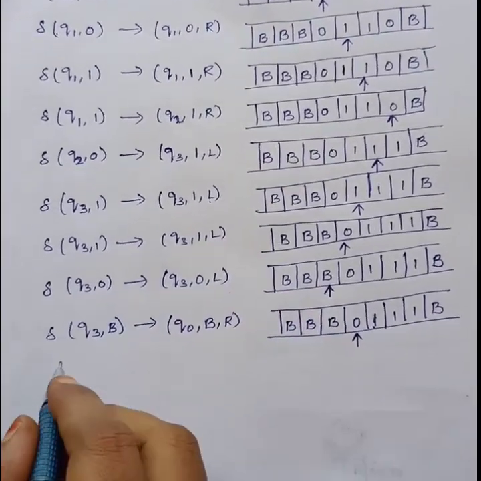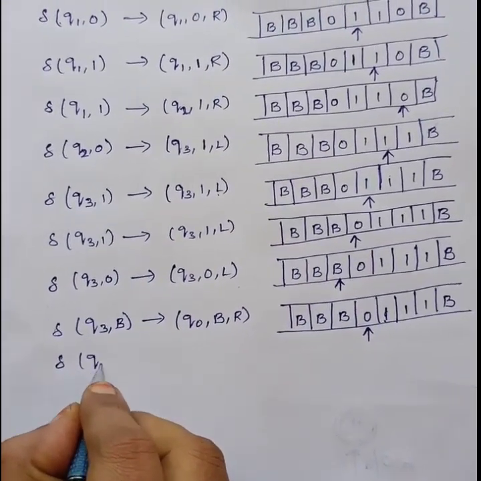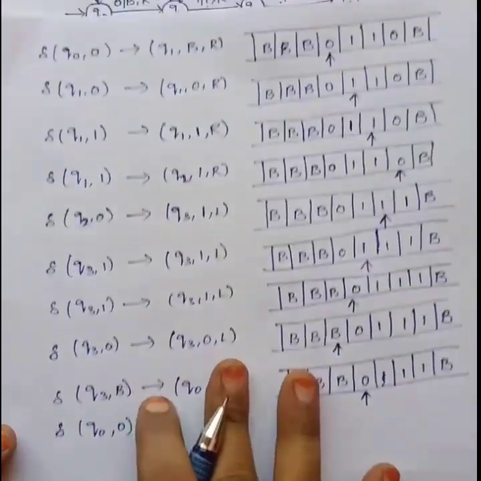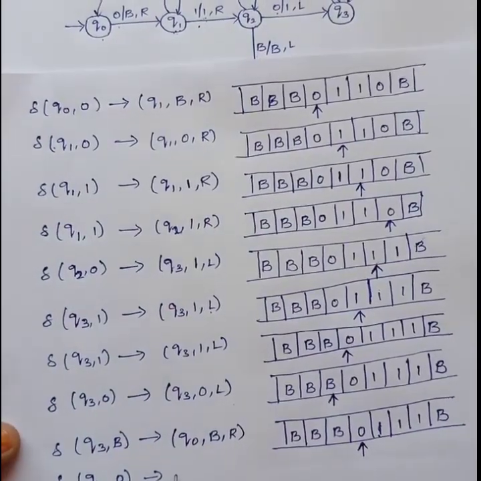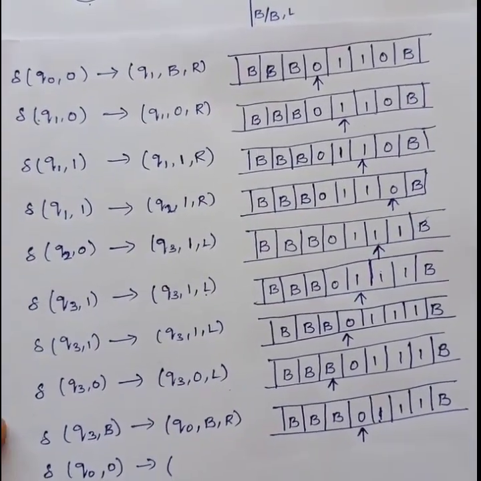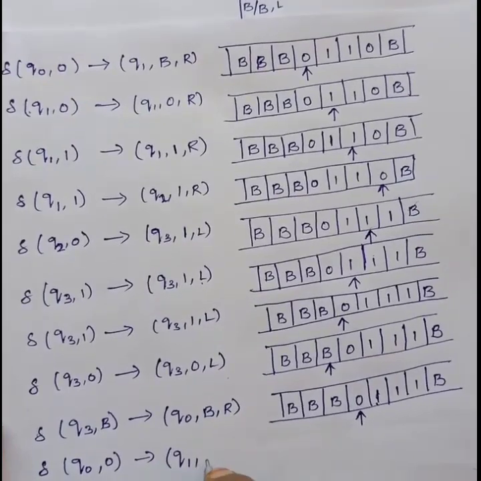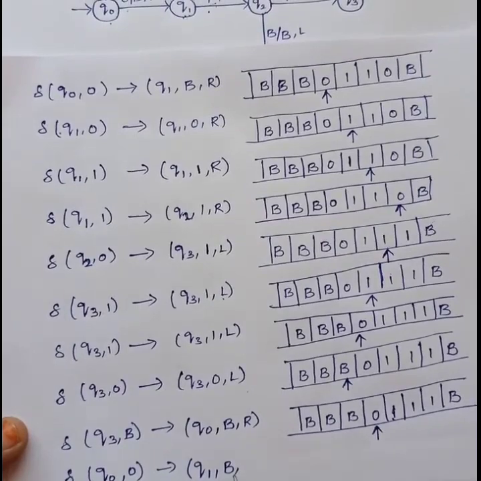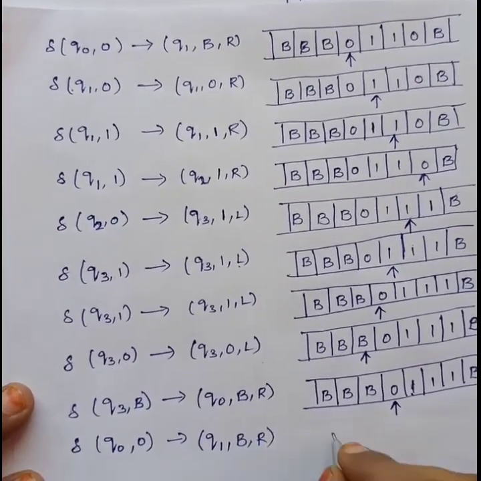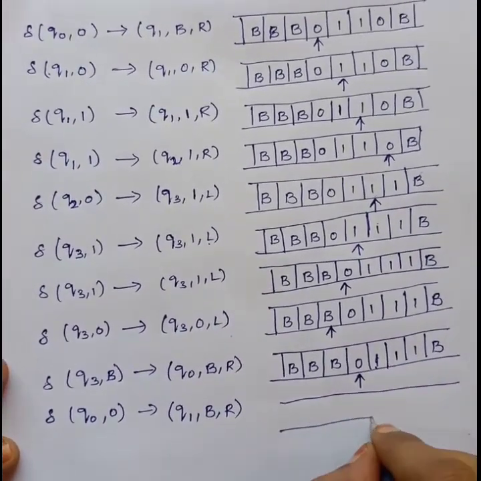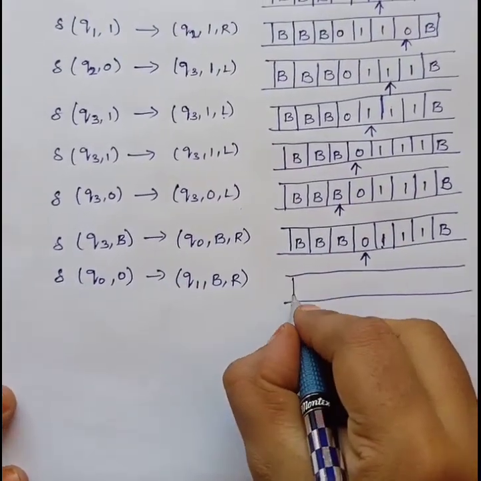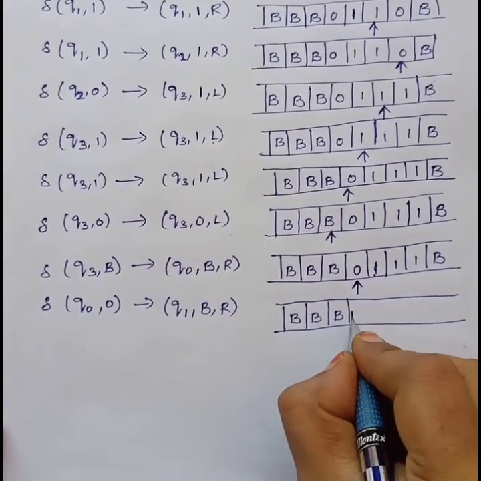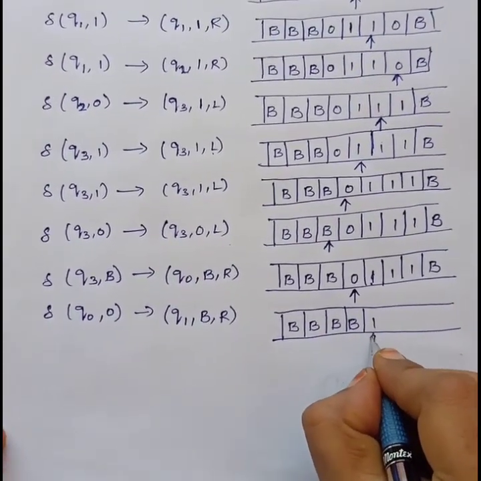Now again in the Q0 state, input is 0. Again we have come across this particular state. So in Q0 state, I get 0, so I am changing the state to Q1, and this 0 is rewritten as B and moving to right. This 0 is rewritten as B and moving to right.